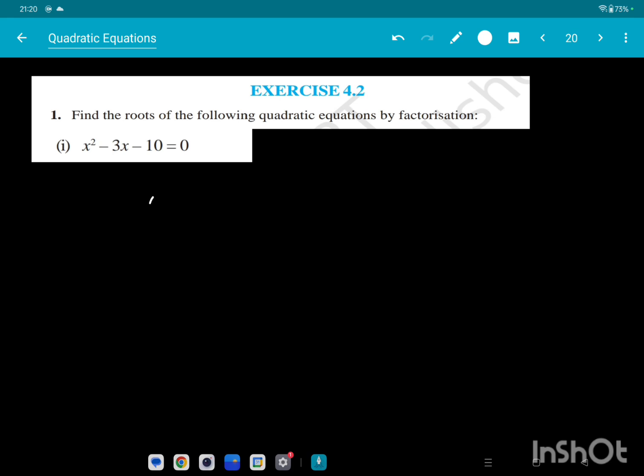Here the question is x square minus 3x minus 10 is equal to 0. Is it a quadratic equation? Yes, it is a quadratic equation because here the degree is 2, as we already know. In factorization, we need to split the middle term into two terms, and the product of those terms should equal the product of the first and last term.